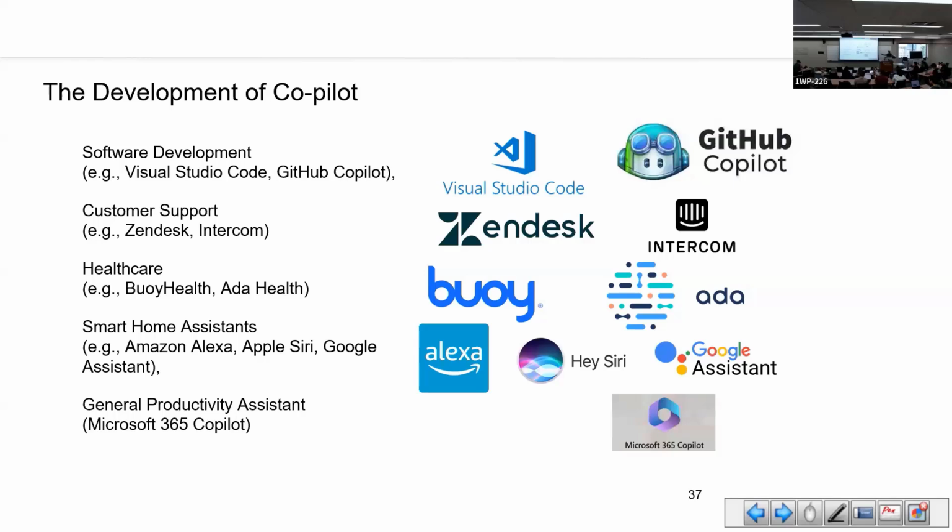And like the general productivity assistant Microsoft 365 Copilot, they said that now they will update the Copilot function to all of their applications in the Office software family. But we didn't find, at least at that time, any application for auditing. We now know that some Big 4 auditing firms try to develop their own large language model and have their own Copilot system. But at that time, nobody did that.